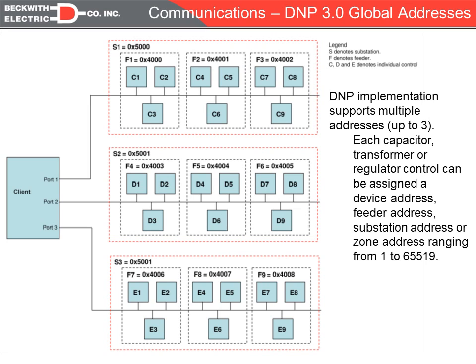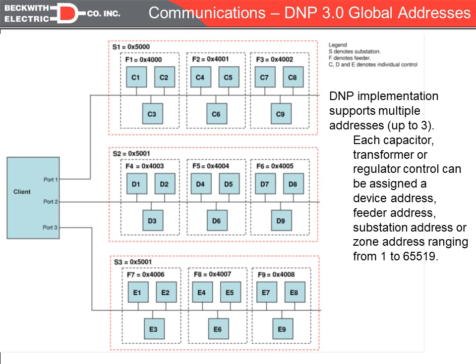So in the case of voltage reduction, if I were to send a voltage reduction command to only this address, only this individual control would go into reduction. If I were to send it to the feeder address of 4000, these three controls would all simultaneously act on that command. And if I were to send it to the station address of 5000, then every one of these controls in this particular substation would act on the command.